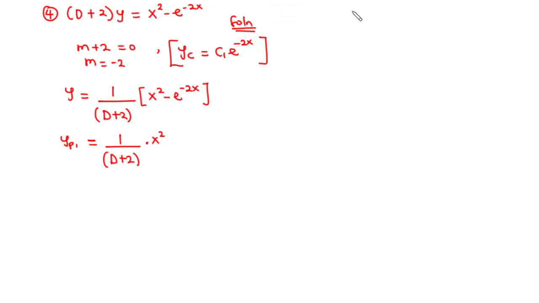So let's say you have 1 over 1 plus D, then you should be looking out for the expansion. So 1 over 1 plus D is equal to the expansion 1 minus D plus D squared minus D cubed, and so on and so forth. And with this, you need to use the binomial expansion.